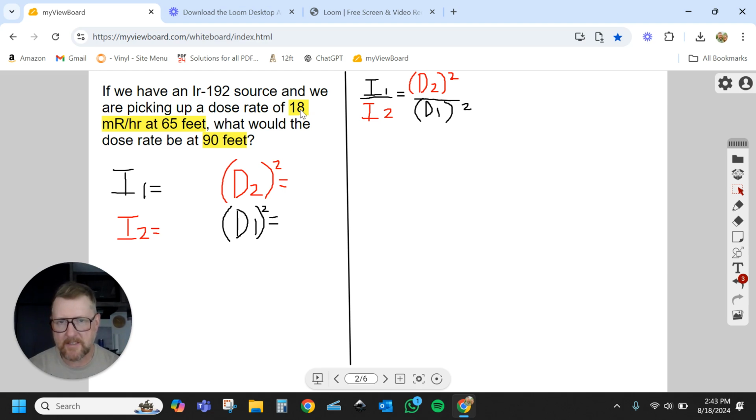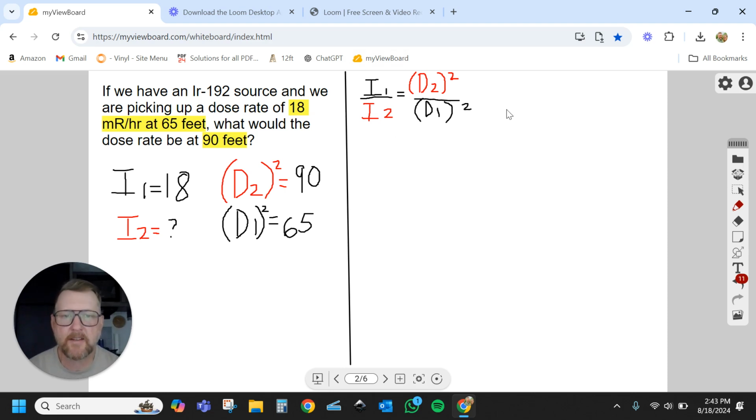So the first one we see is intensity of 18 MR. So intensity 1 is 18 at 65 feet. Remember, these two go together. Distance 1, 65 feet. Over here, what would be the dose rate at 90 feet? Intensity, we don't know. What do we know it's at? 90 feet. Everything that we need is here except for this.